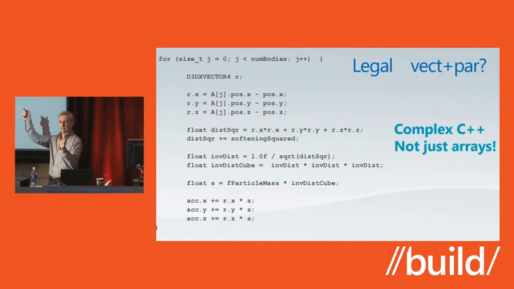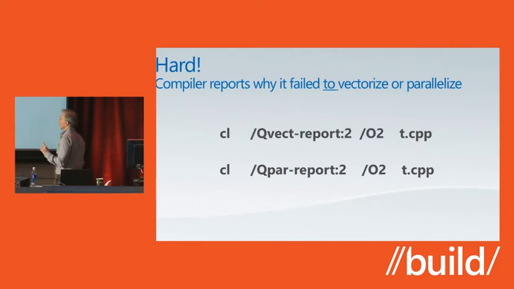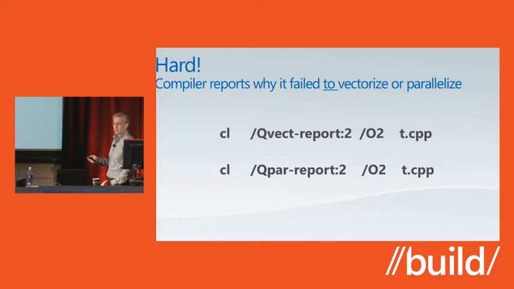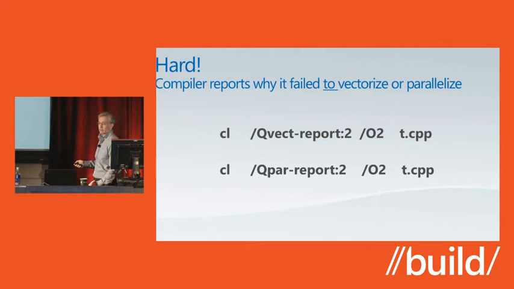So it's hard. What we've done is we've given you two switches. QVec report colon 2 will tell you what are the loops we didn't vectorize, and we'll give you all the reasons why, so you can go and modify the code. And then we also have another one for the parallelizer. The number of reasons are all documented on MSDN, I think, as of last month.